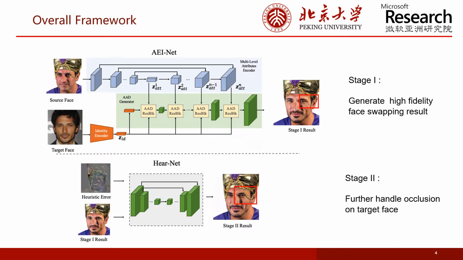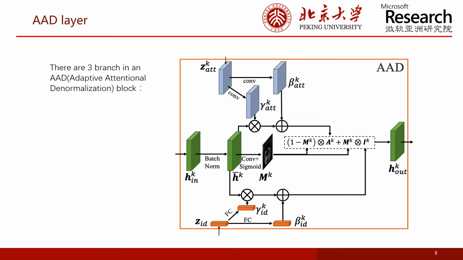FaceShifter utilizes a novel two-stage framework. In the first stage, it will generate a high-fidelity face swapping result, while in stage 2, it will refine the stage 1 result, especially handling those occlusions that were done wrong in stage 1. One of the main improvements in stage 1 is the AAD layer. We will introduce it on the next page.